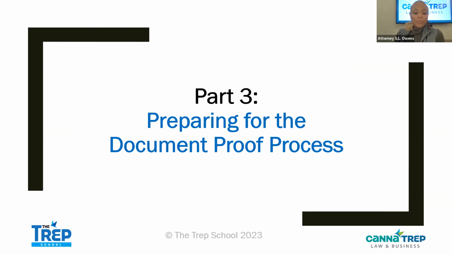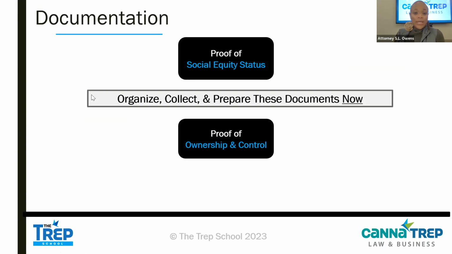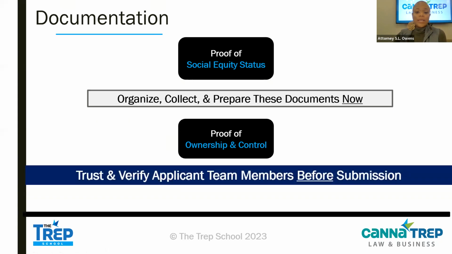All right, welcome back, everybody. So, preparing for the document proof process. Now, while they did change the process so that you don't have to assemble all of these documents and hand them in when you submit your application, if I were on a team doing this, using Tricia and I as an example again, I would organize, collect, and prepare these documents now, even though they're not being submitted. One of the main reasons is to trust and verify your applicant team members before submission, because once you submit with them, you're kind of stuck with them in a lot of ways, right?